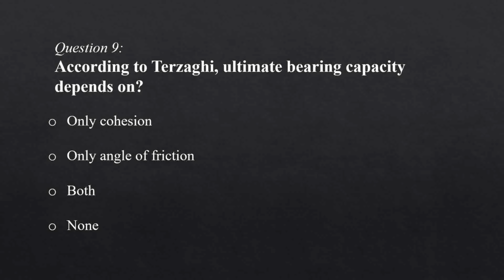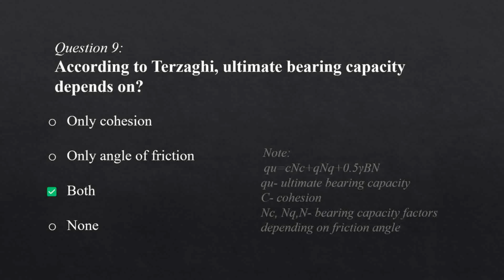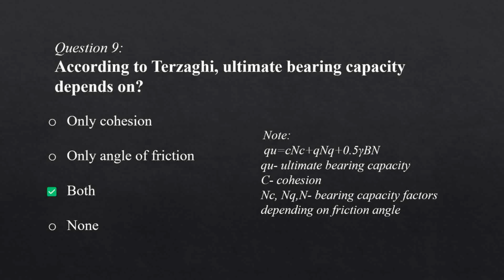According to Terzaghi, ultimate bearing capacity of soil depends on. The correct answer is it depends on both cohesion and angle of friction. As you can see in the formula, the ultimate bearing capacity of soil depends on both cohesion and angle of friction.